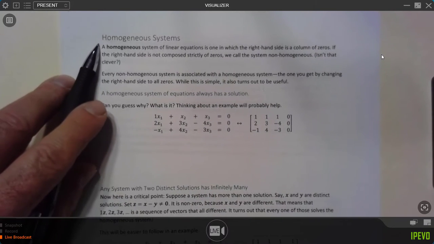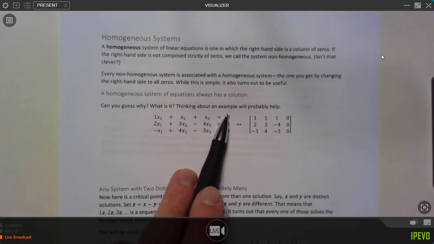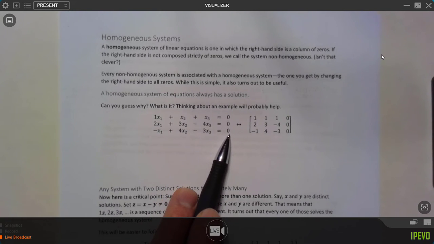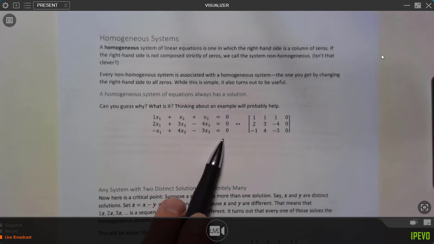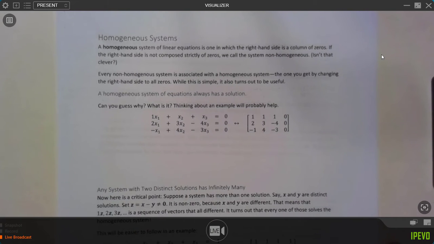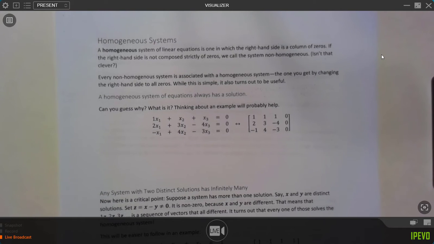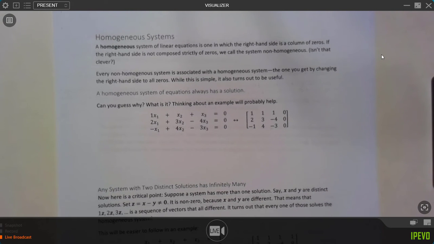Homogeneous systems of equations are those systems of linear equations where all the right-hand side is set equal to 0. Now, with any system of linear equations, no matter what it has on the right-hand side, there is always a homogeneous system that's associated with it. And it's the one you get by setting the right-hand side equal to 0. Now that might seem a little bit silly, but it turns out actually to be a useful idea, and we'll talk about that in a bit.